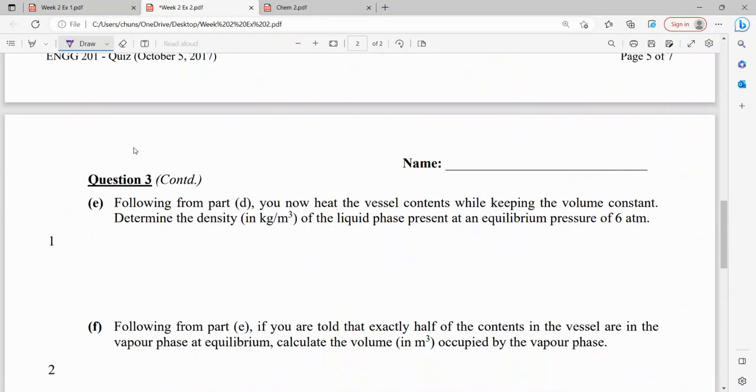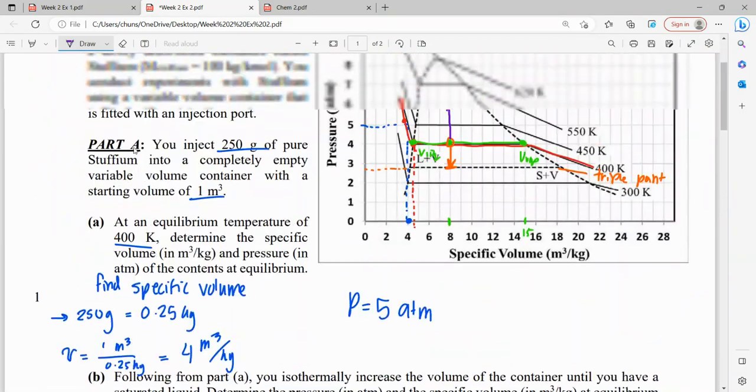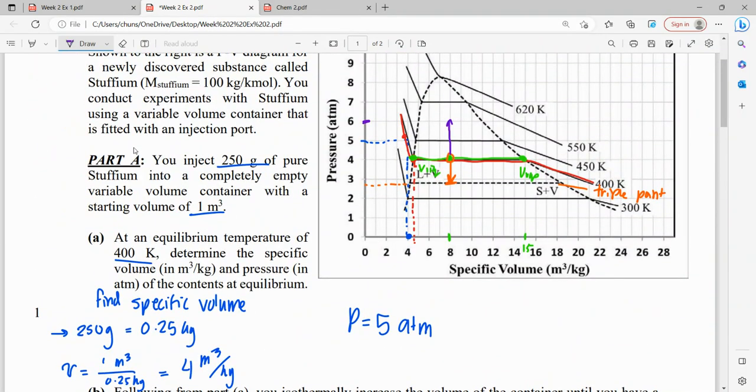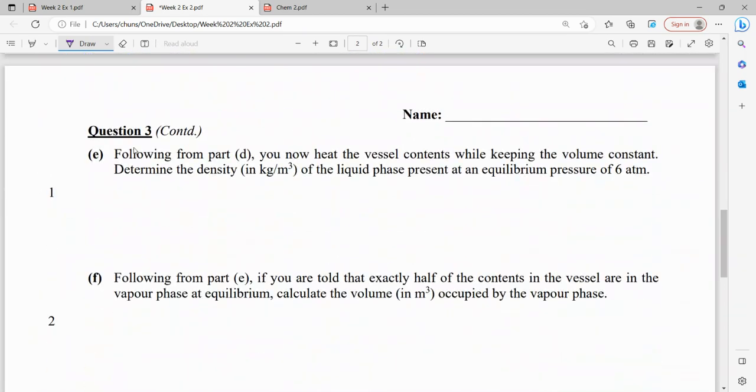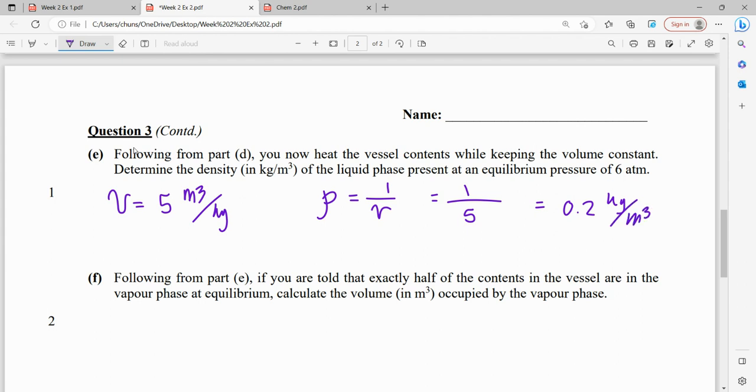And determine the density of the liquid phase. Okay, so we want our liquid phase, so we want saturated liquid. So that means we are reading to the left side of our dotted line envelope, and we see that's at about 5. So that gives us 5 specific volume. And we know density is just 1 over our specific volume. So that's 1 over 5, which will equal 0.2 kilograms per meter cubed in density.